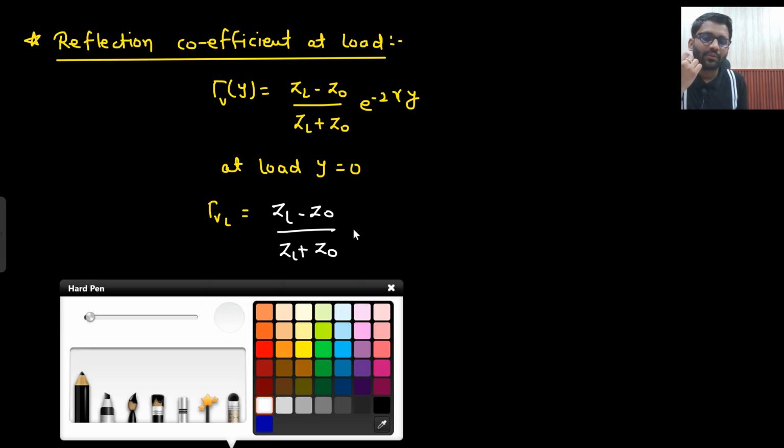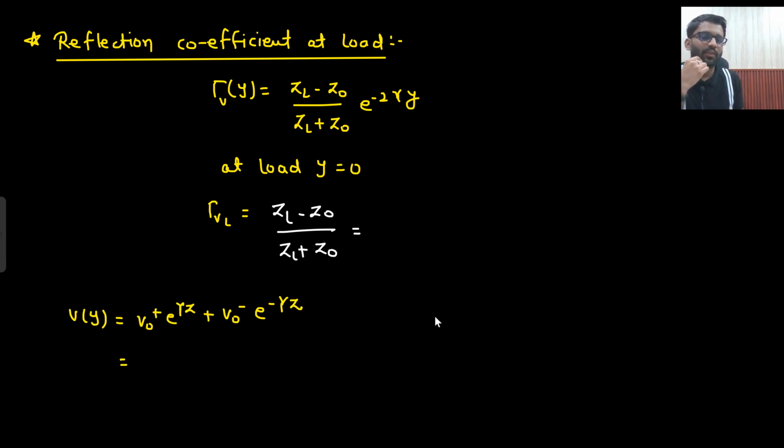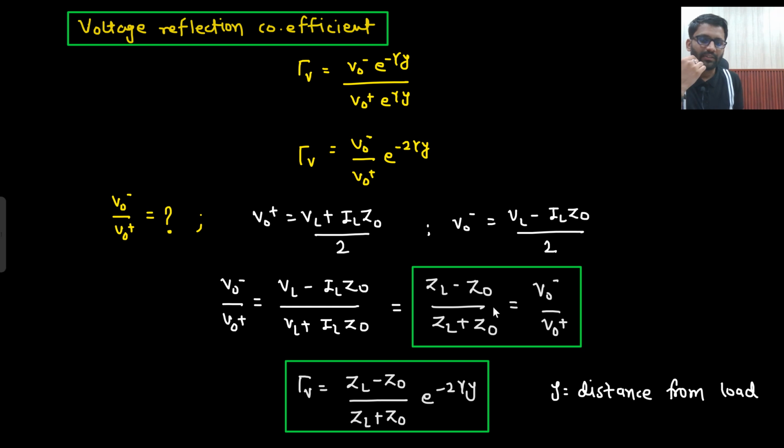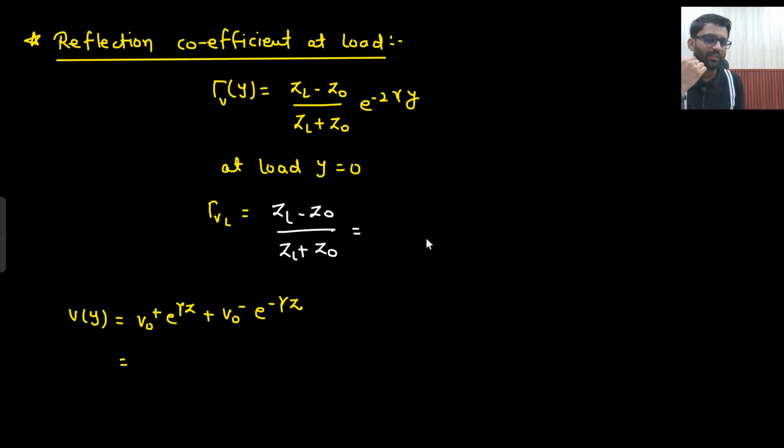Okay. And what this is equals to? ZL minus Z naught upon ZL plus Z naught is equals to V naught minus divided by V naught plus. Right.